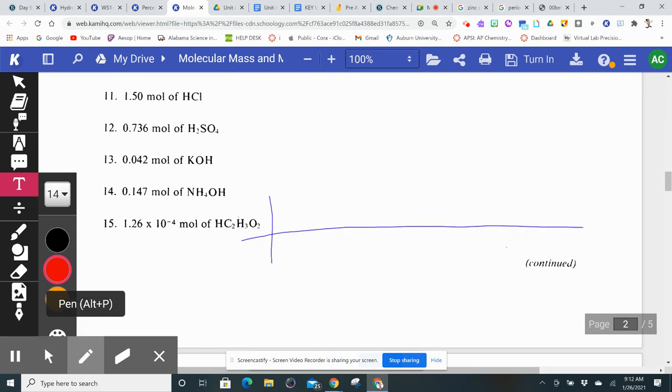Which means you have to know how to do that on your calculator, because every calculator is different. You have to know how to do it on your calculator. So same setup as you've done before. So what unit's going to go on the bottom?